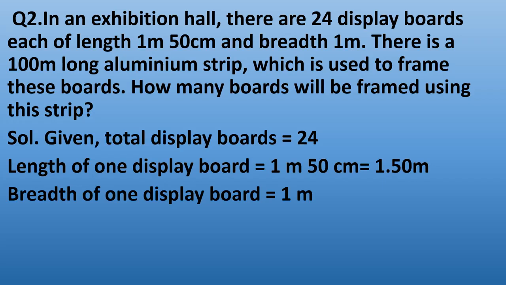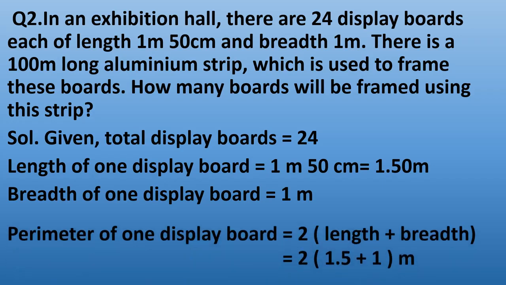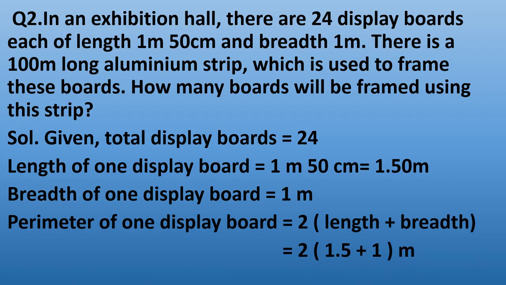So perimeter we know. How to find out? It is 2 bracket length plus breadth. Why are we finding perimeter here? Because we have to do the framing of the board, and framing we do on the boundary, and for boundary we need to find out the perimeter. That's why in this question we are finding the perimeter of one display board. It is 2 bracket 1.5 plus 1 meter. Now 1.5 plus 1 meter is equal to 2.5 meter.